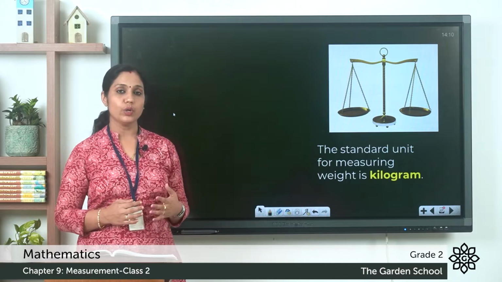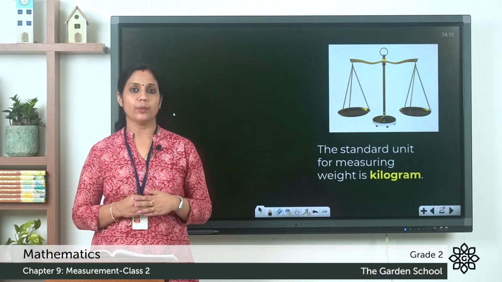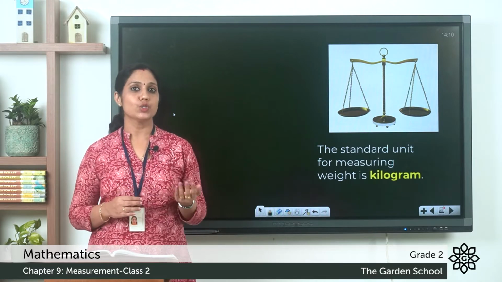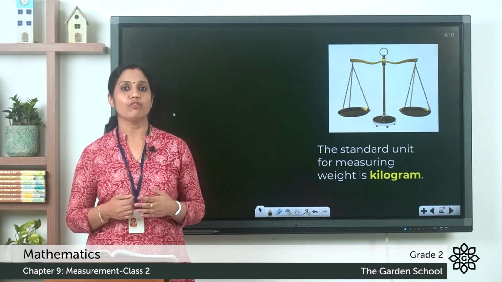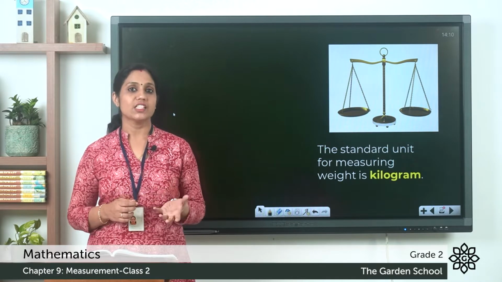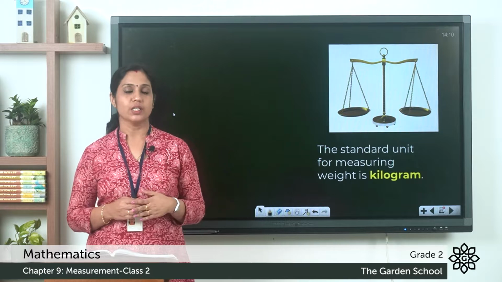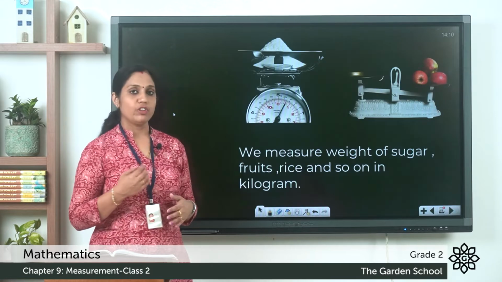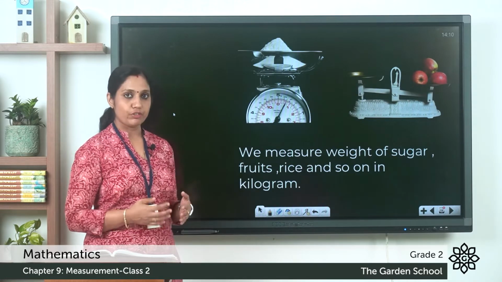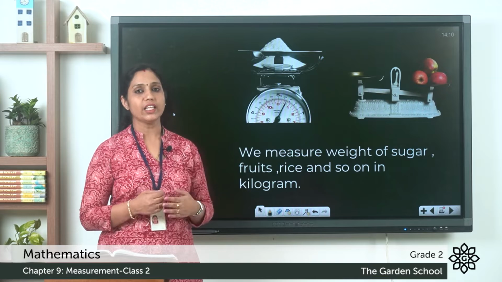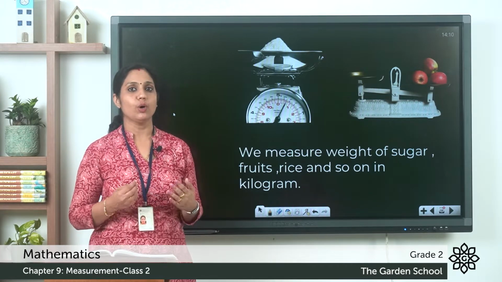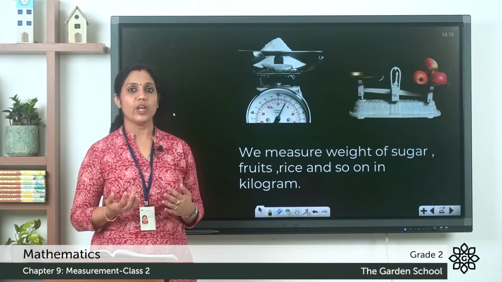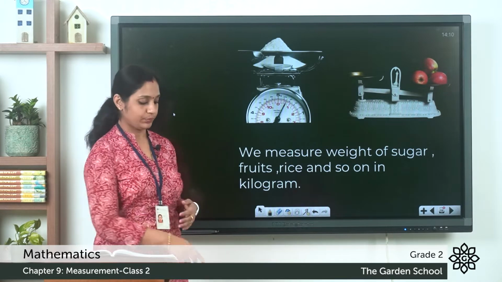The standard unit for measuring weight is kilogram. Suppose when you are going to a fruit shop or a vegetable shop, you say 2 kilo of apples or 2 kilo of oranges. What does that mean? That is the weight of apples or oranges. So what is the standard unit of weight? It is kilogram. We measure weight of sugar, fruits, rice and so on in kilogram. Suppose we say 5 kilo of sugar, 10 kilo of rice. What does that mean? That means the weight of rice or sugar.